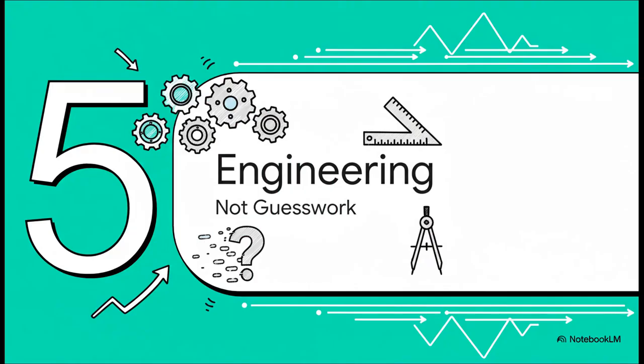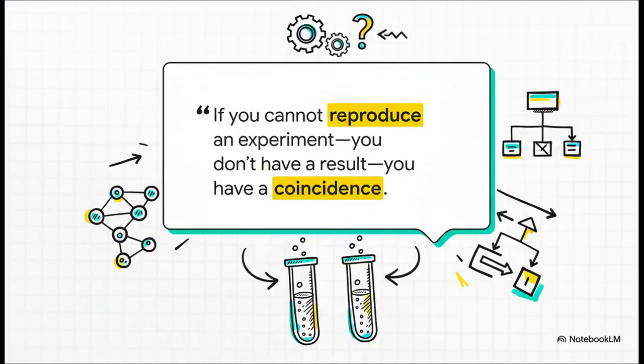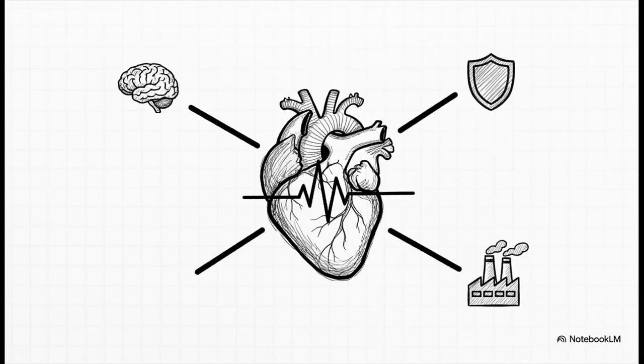Let's bring this all home. The entire goal here, the whole point, is to move our work firmly into the realm of real engineering and leave all that guesswork behind for good. I want to leave you with this quote because it says it all. If you cannot reproduce an experiment, you don't have a result. You have a coincidence. This just gets to the absolute core of why this matters. Without reproducibility, we're not building reliable systems. We're just getting lucky.